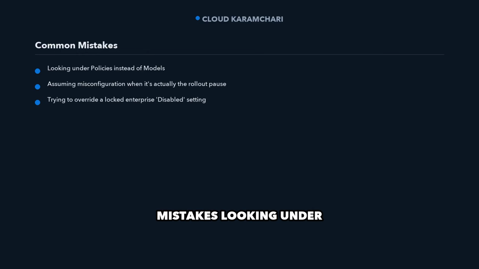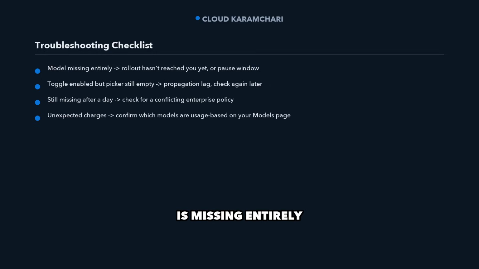The most common mistakes: looking under Policies instead of Models, assuming you misconfigured something when it's actually the rollout pause GitHub described, and trying to override an enterprise disabled setting that's simply locked at a higher level. If the model is missing entirely, the rollout likely hasn't reached your account yet, or you're in that pause window.